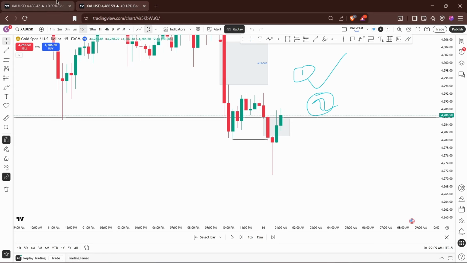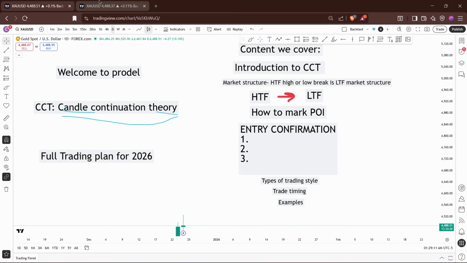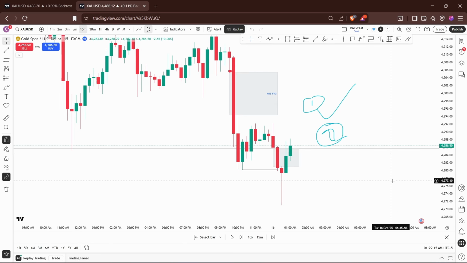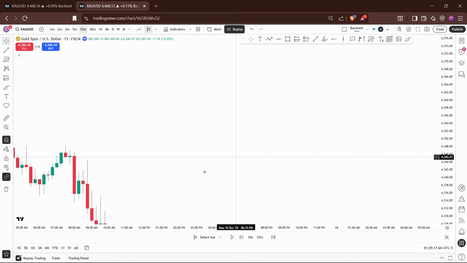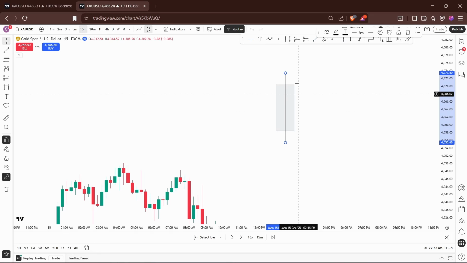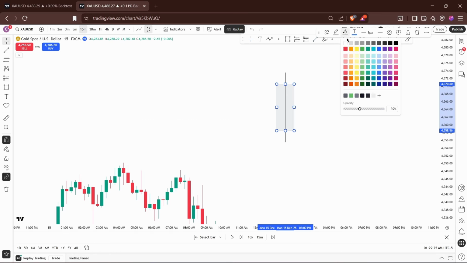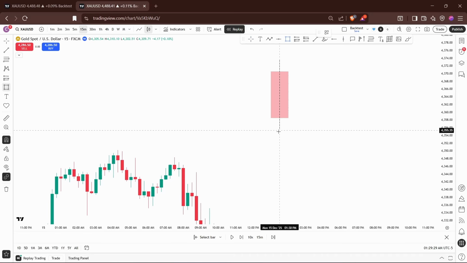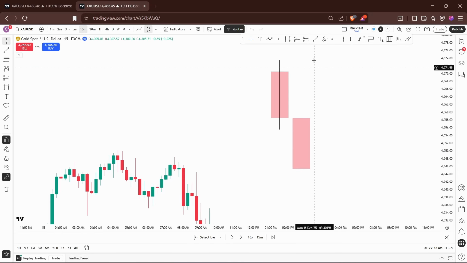Let's talk about entry confirmation number 3, which is the candle range broken. So the candle range is like this. Let's say this is the candle. This is the red bearish candle, and then this is the next bearish candle.